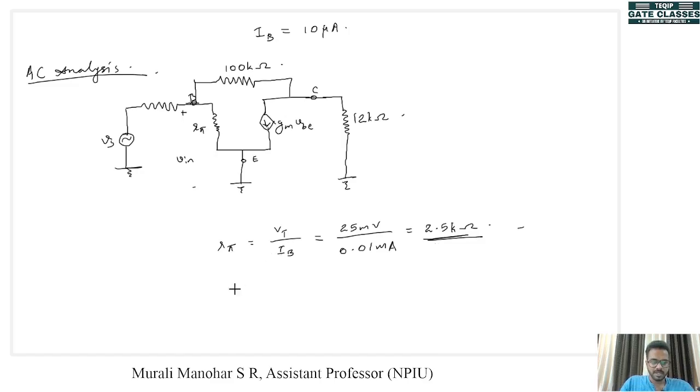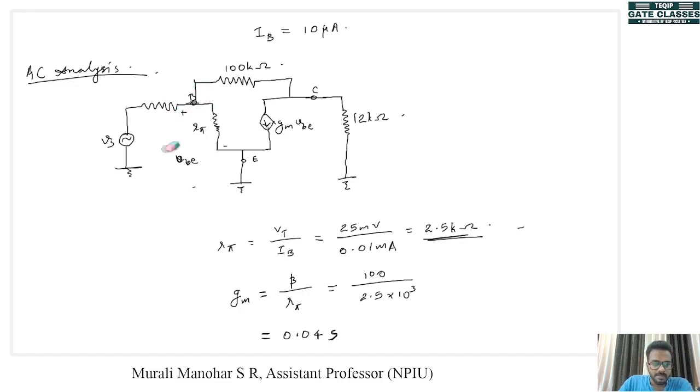Next, this is VBE. Now we need to find GM. GM is given by beta divided by R pi. Beta is 100, so 100 divided by R pi, which is 2.5 into 10 to the power 3. So this will give us 0.04, and the unit will be Siemens. So GM is 0.04 Siemens.